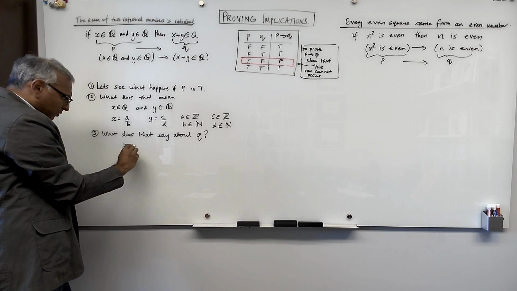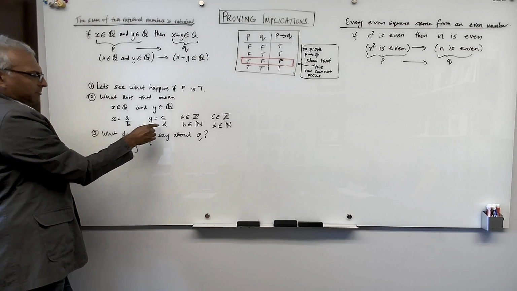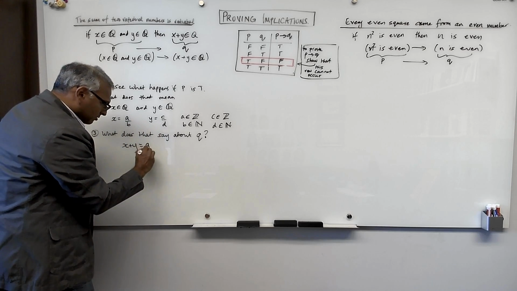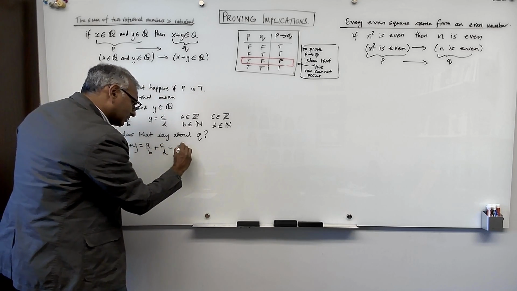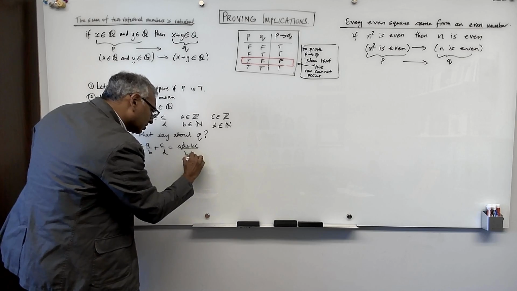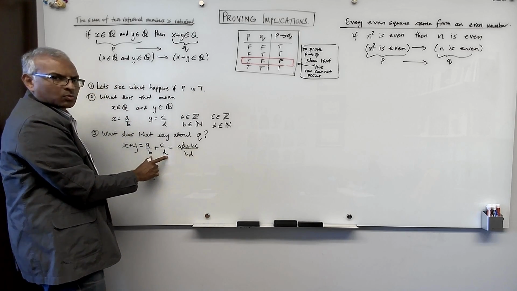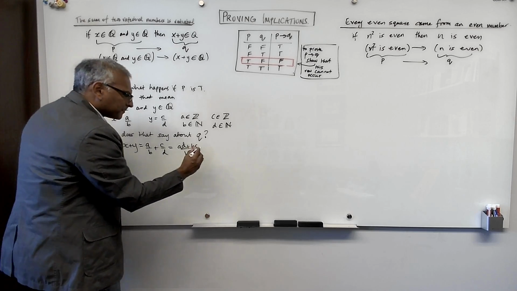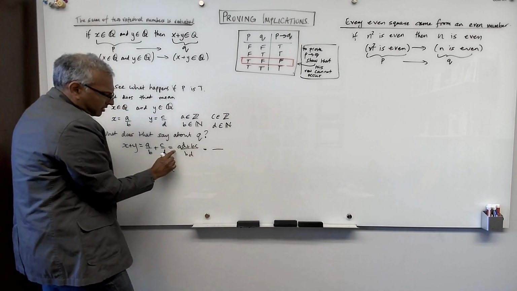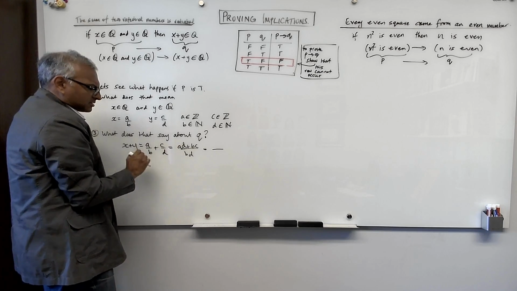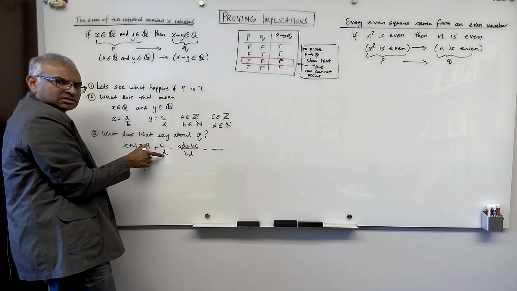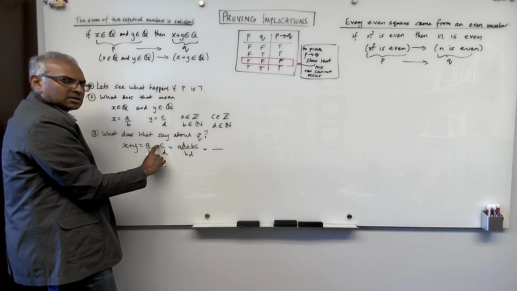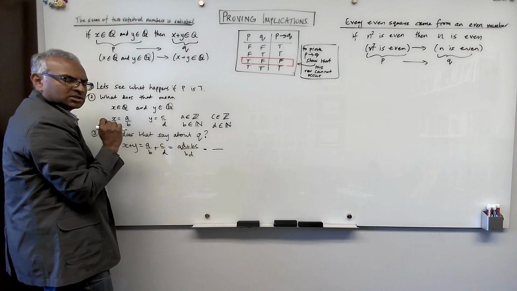So what is x plus y? It's a over b plus c over d, and we all know how to do basic high school algebra. This is (ad plus bc) over bd. But look, b and d are natural numbers, so the product is a natural number. And ad and bc: a is an integer, d is a natural number, so the product is an integer. b times c, again, the product is an integer, so the sum of two integers is an integer.